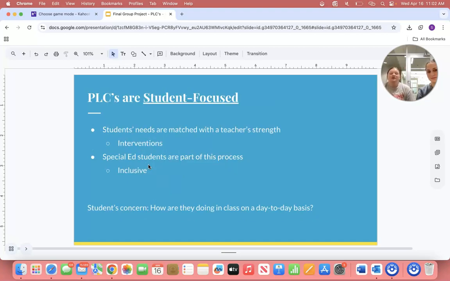PLCs are also student focused, so the students' needs are matched with a teacher's strength, like in interventions or in things like RTI. And then PLCs are also inclusive, so special ed students are a big part of this process as well. And then the students' concern that they're still left with is they don't know how they're doing in their classes on a day-to-day basis.